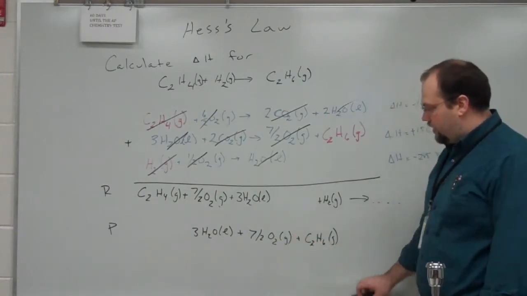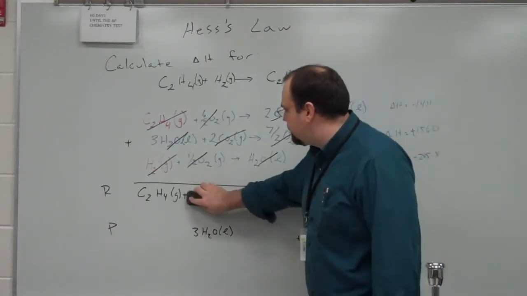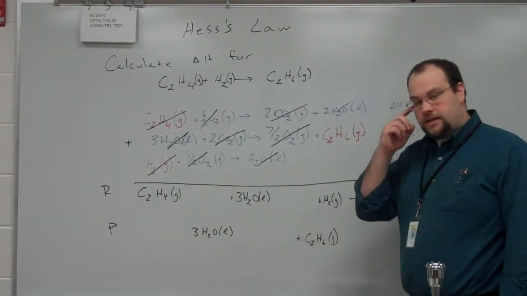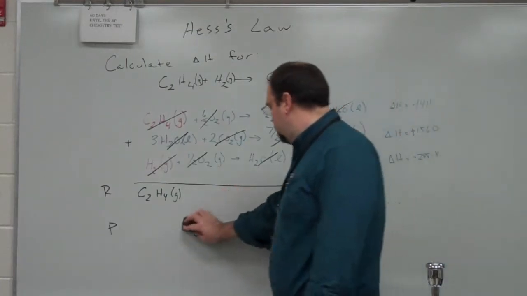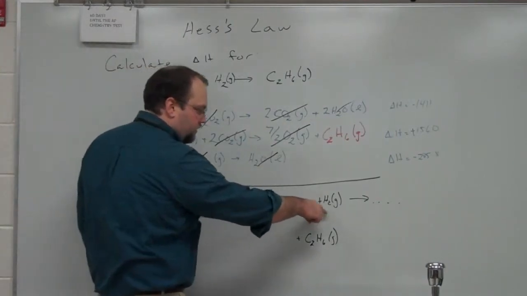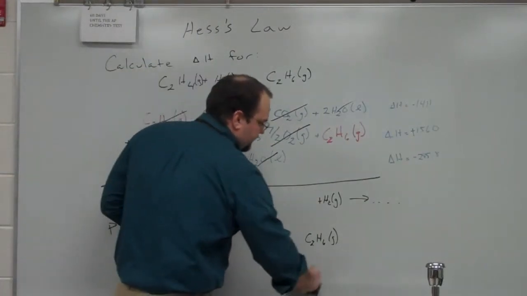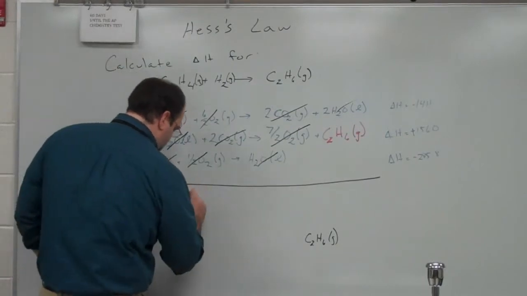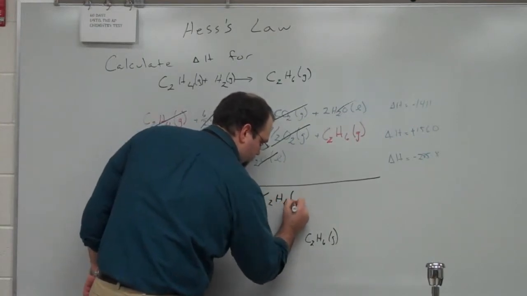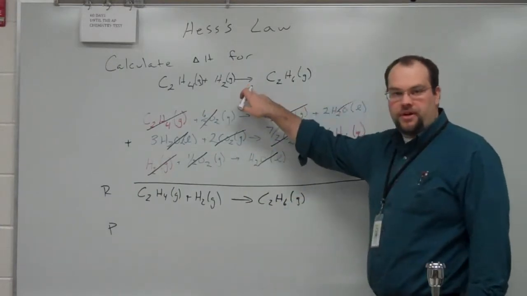I have 7 halves O2 as a reactant, and I have 7 halves O2 as a product. Erase those guys. Okay. And then I have 3 H2Os as a reactant and 3 H2Os as a product. And this is all I'm left with. C2H4 plus H2 yields C2H6. Okay. Let me rewrite this, let me condense this down a little bit. Notice that matches my balanced reaction in the beginning.